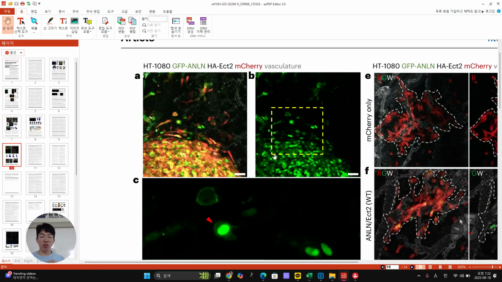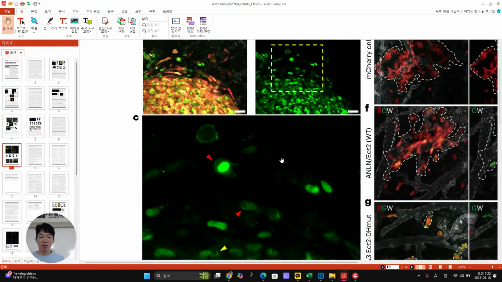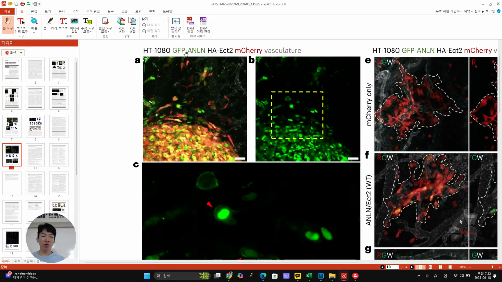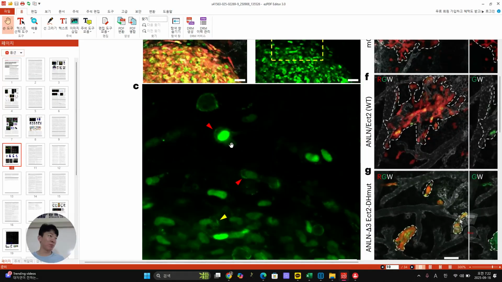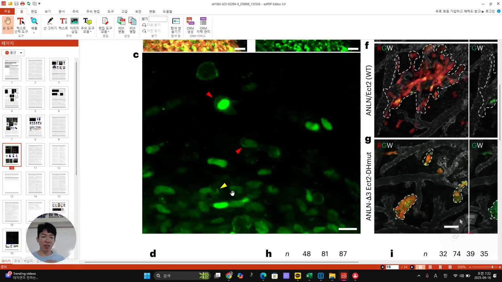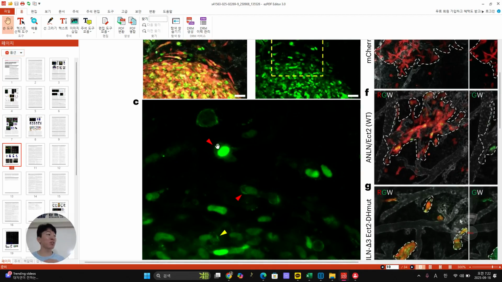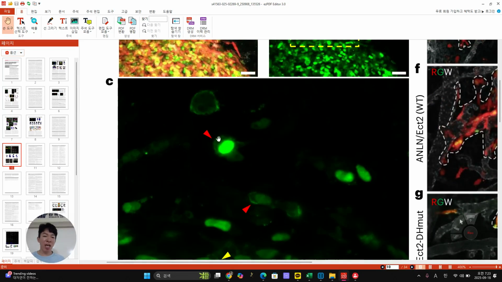Of course, this is the core, this is the invasion area, and you can find that these invading cancer cells can have more anillin in the cytoplasm. This is the nucleus, this is the cytoplasm. Even in the cytoplasm, you can see that they have this structure, right? Here at the edge, they are more green than the normal cytoplasm. Also here and here, not all, but some cells.